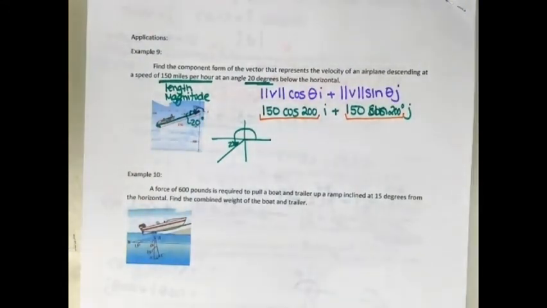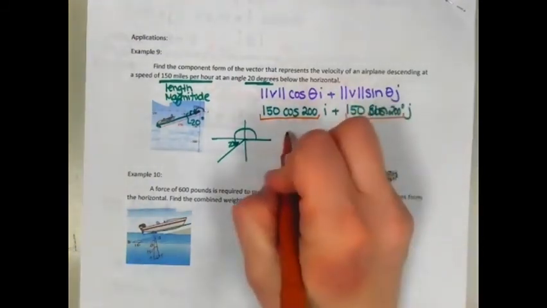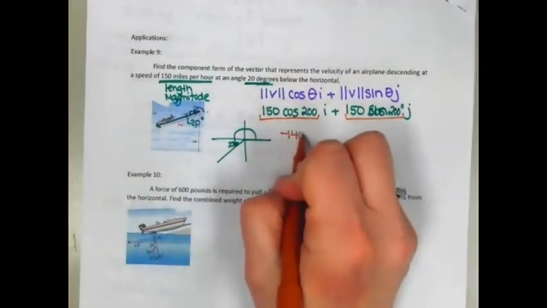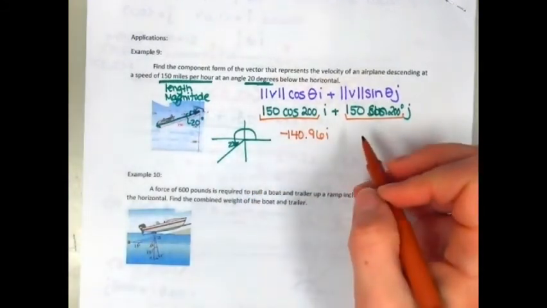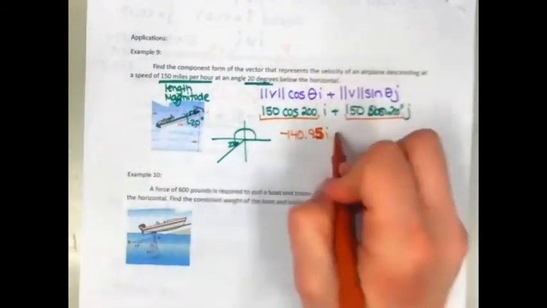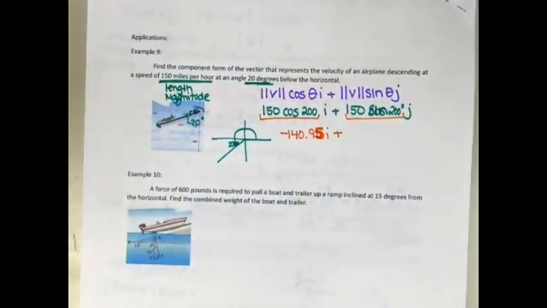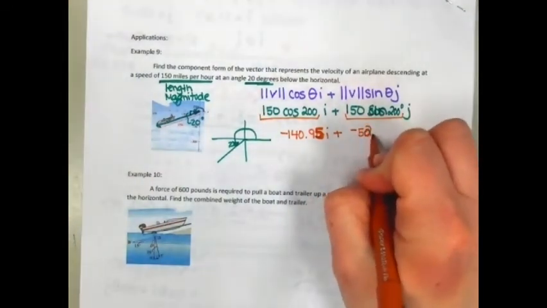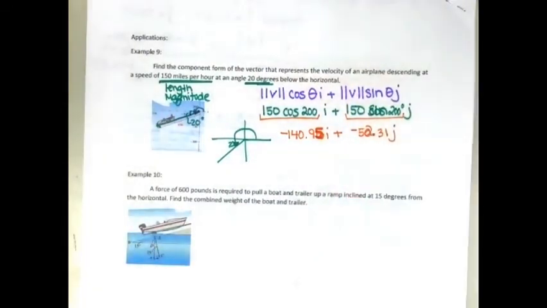So 150 times cosine of 200 is 140.96, right? 95 or 96? 95, okay. Plus, what's 150 times the sine of 200? Like 52.30. 31. Okay.